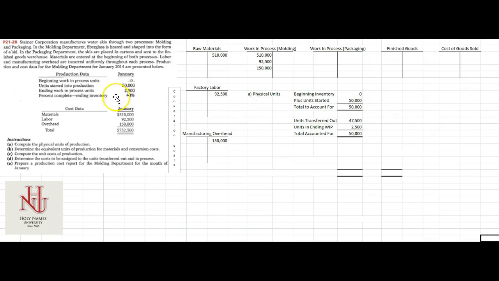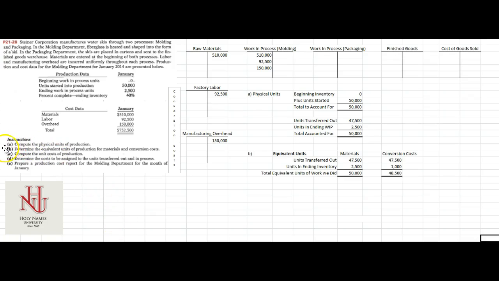It tells us that we had 2,500 units left, so that means we must have moved on 47,500 to account for the total 50,000 units. So in the real world, our workers know that 47,500 skis went into the next process. 2,500 skis we're still working on. Our job as accountants is to tell management how many dollars went with those 47,500 skis and how many dollars stayed with those 2,500 skis that we're still working on.